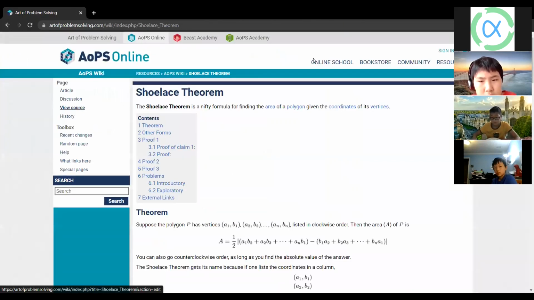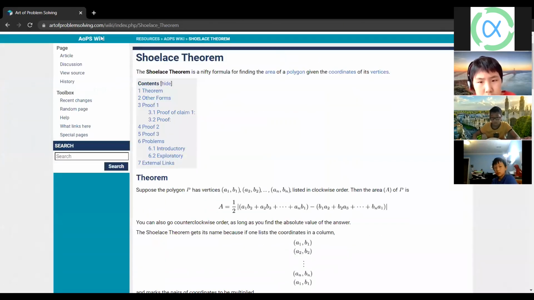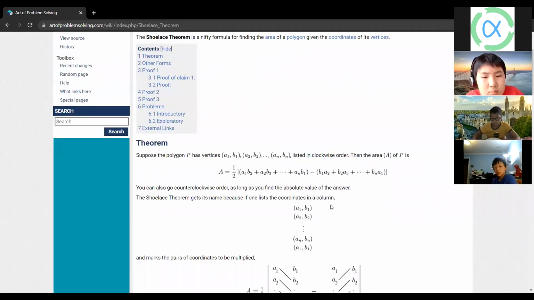So this is a formula. If you want to copy it down quickly, I'll give you maybe 10, 20 seconds to write it down. And then we'll look at how to apply shoelace on our specific problem.